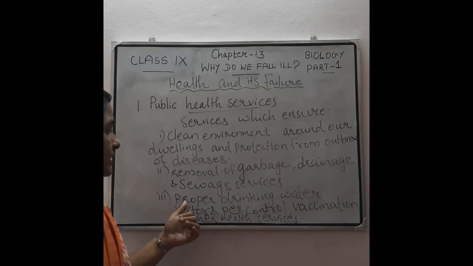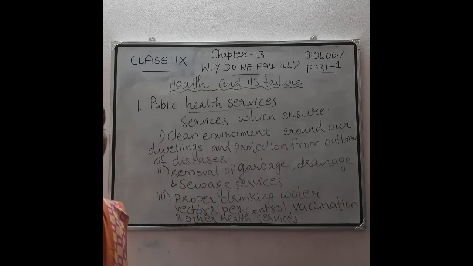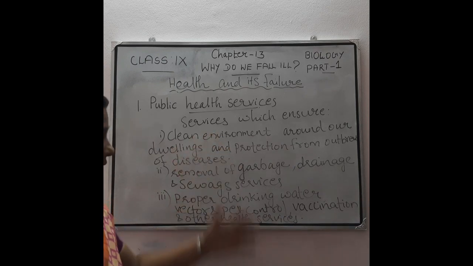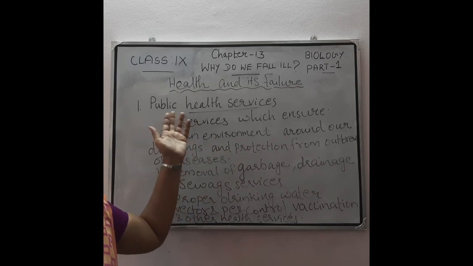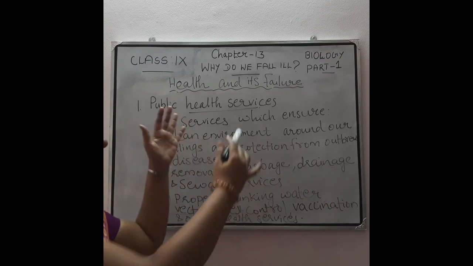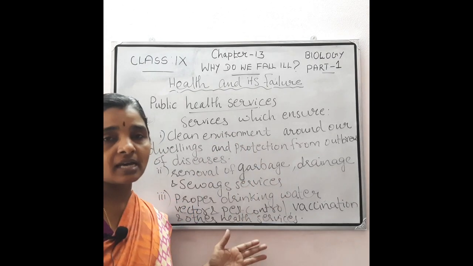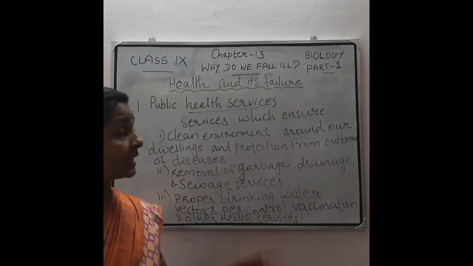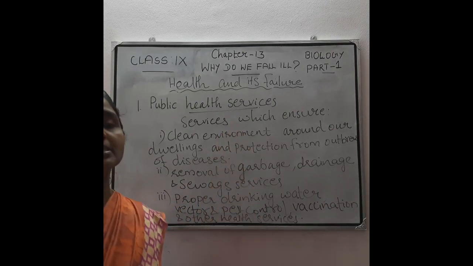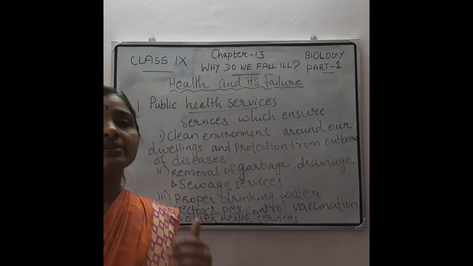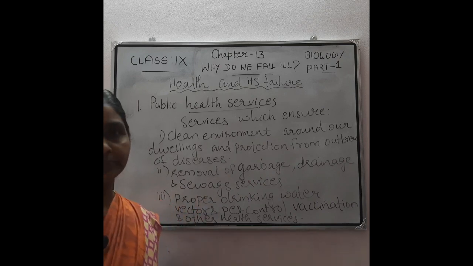Then third one, what do they provide us? Proper drinking water, then unadulterated food, then vector and pest control, then vaccination and other health services. So, who provides all these? These public health services. They are providing all these facilities. But what will happen if any one of these services is insufficient? That will affect the health of that person, isn't it?